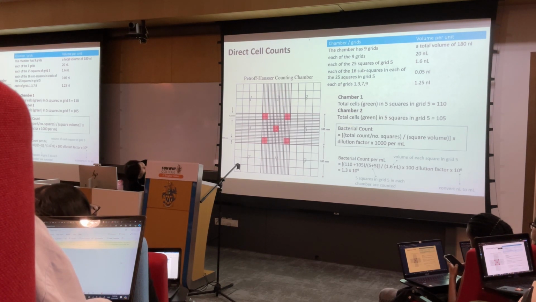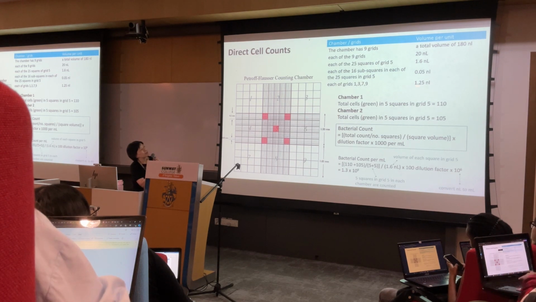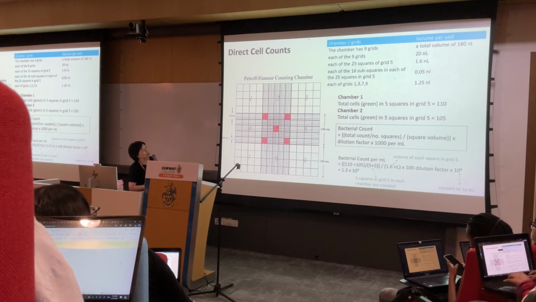Forget about that. You just remember this: each of these, the volume of the culture when you are looking at this area, is 1.6 nanoliter. And the rest of that, 1375, normally they also use to count the bigger cell size. That is about this volume.